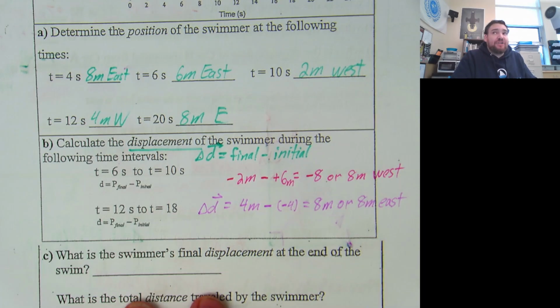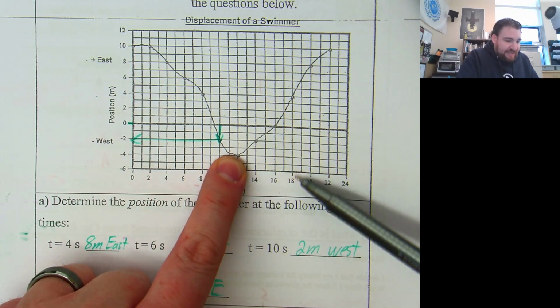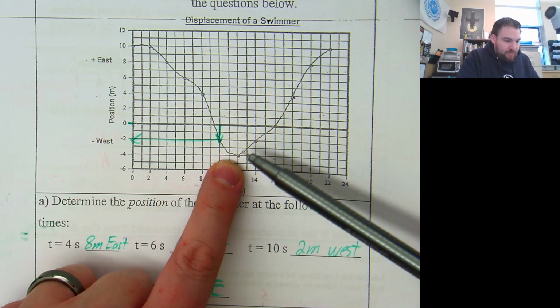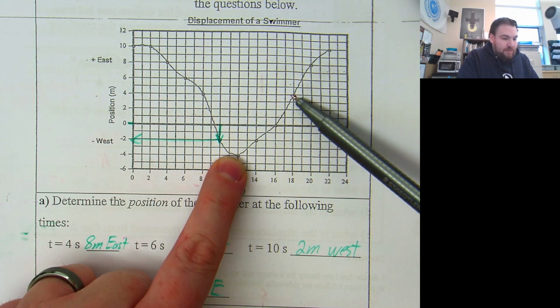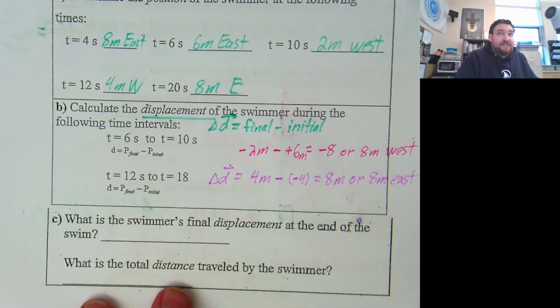Which, if you actually go ahead and look at the graph, makes a lot of sense, right? At 12 seconds, our swimmer's down here. At 18 seconds, our swimmer's up here. We can just kind of count it: 1, 2, 3, 4, 5, 6, 7, 8. Our swimmer swam east 8 meters, which, if you look at the graph, is easy to see.